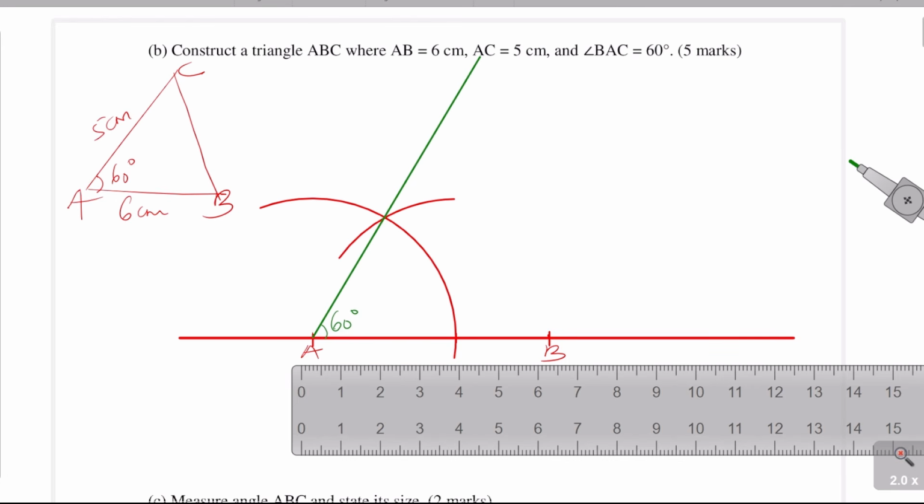And now AC should be 5 centimeters. So standing at A, you can do this by using a ruler.